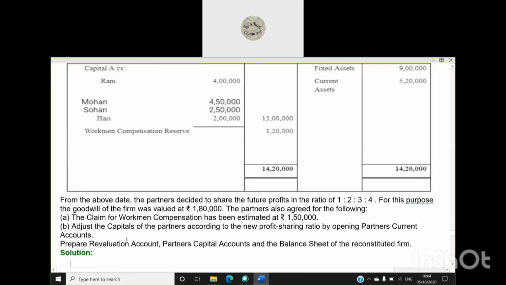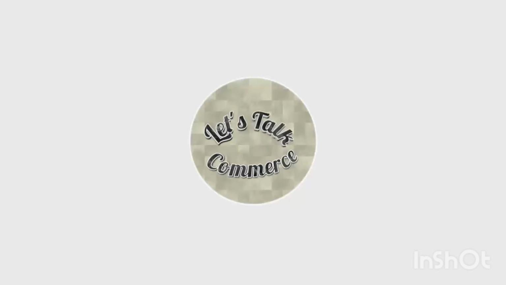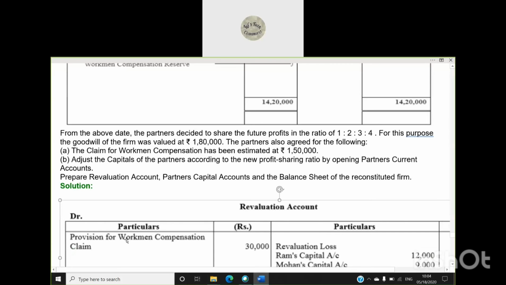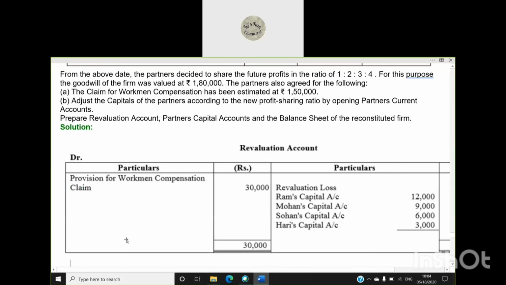Part B is to adjust the capitals of the partners according to the new profit sharing ratio by opening partners current account. So we need to adjust the capital in the new PSR, and the adjustment which we did in the last question through cash account, in this question that adjustment will be done through partner's current account, because in the fixed capital account method we have current account and capital account both. Now coming to the answer, revaluation account.